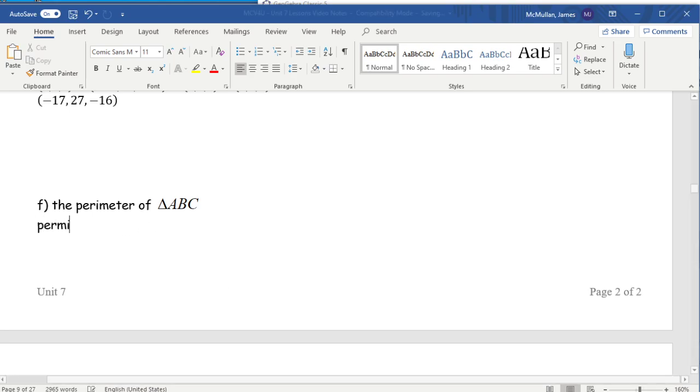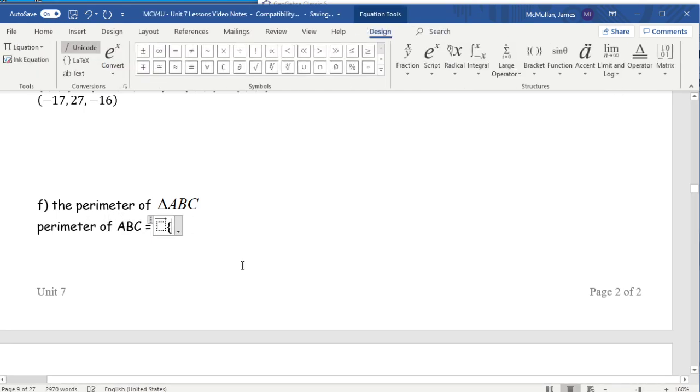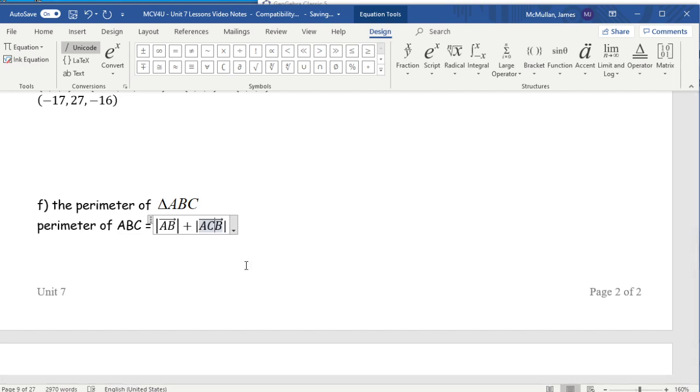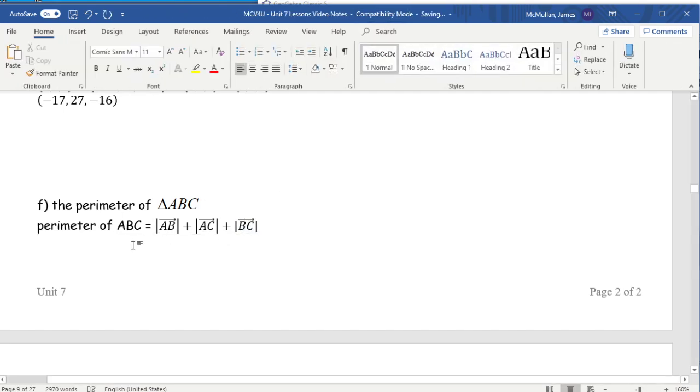How would I get the perimeter of this triangle? So the perimeter of ABC would be equal to the magnitude of AB, right? Because that would be like the side from A to B, plus the magnitude of AC, plus the magnitude of, let's say, BC. I mean, really, you could say CB. It makes no difference. As long as you do all 3 sides, you can get the perimeter of this triangle.